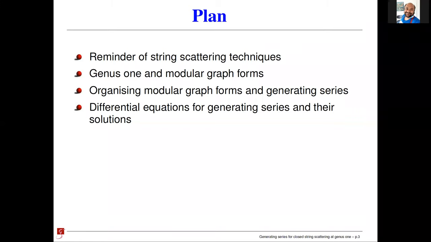So much of our work was concerned with finding an organizing principle for these modular graph forms and how to organize them in a generating series, and how you can use this generating series to go back and learn something about string scattering amplitudes. So this is the rough plan of the talk. And please continue to interrupt me whenever you have a question.